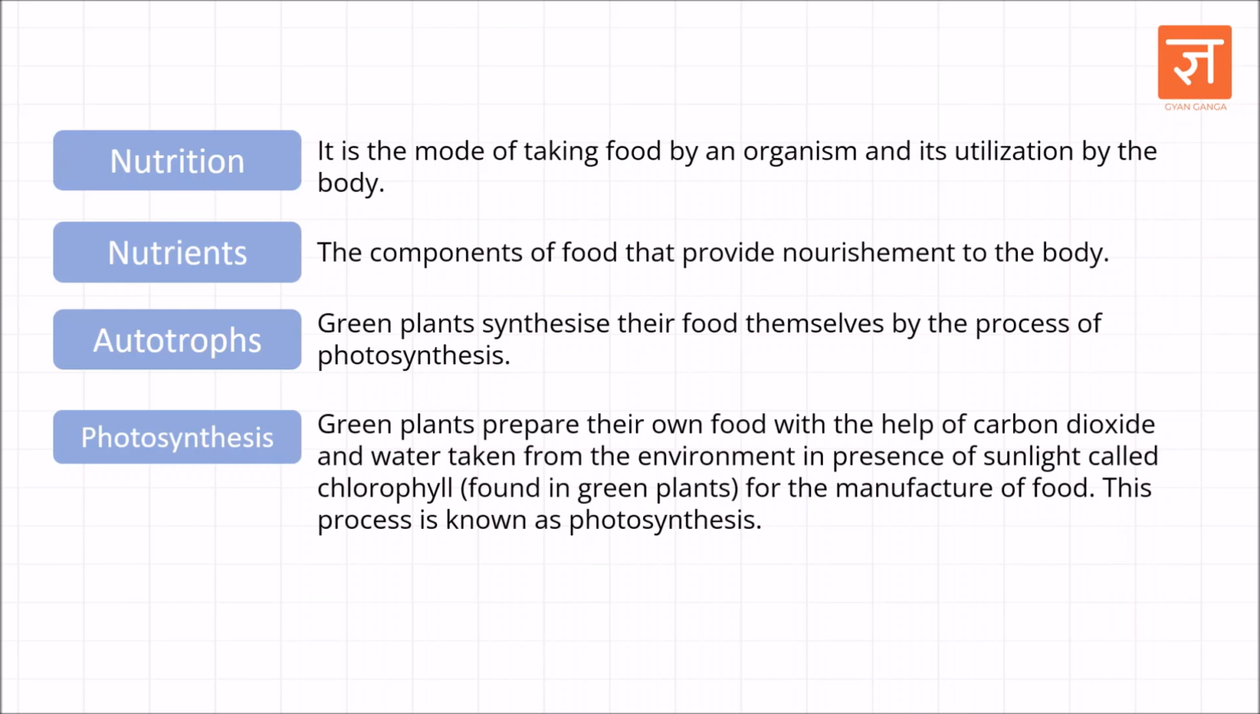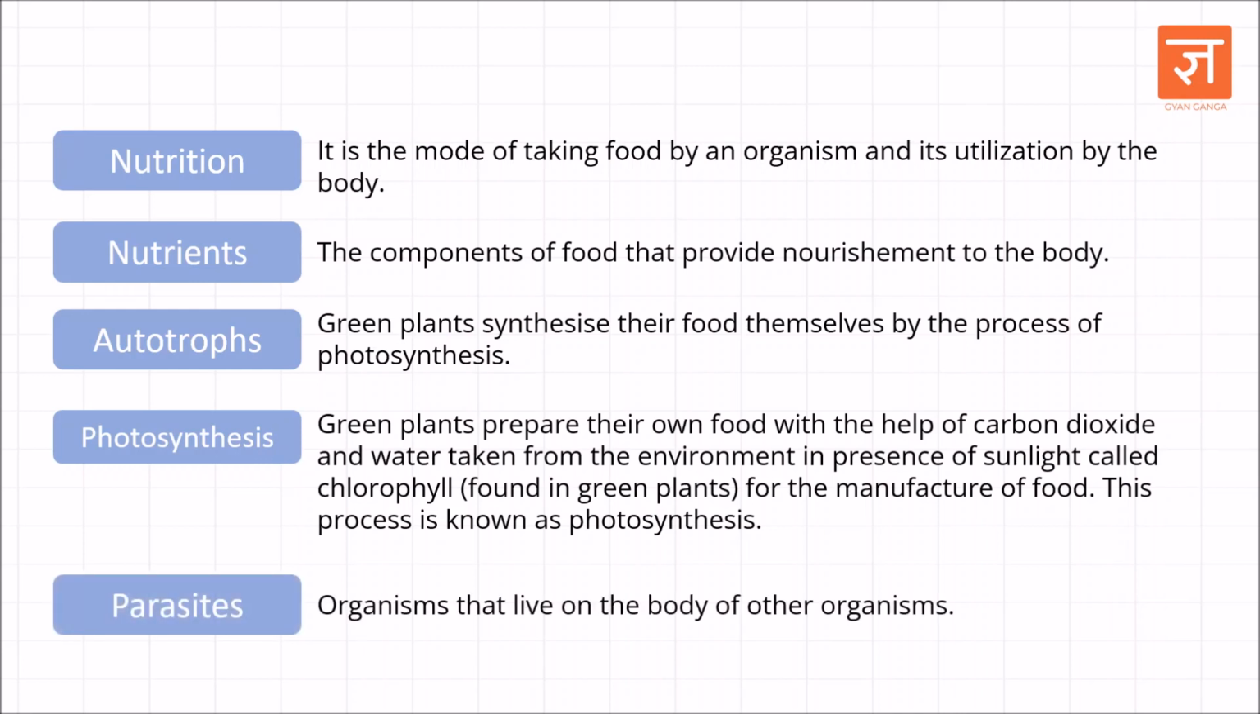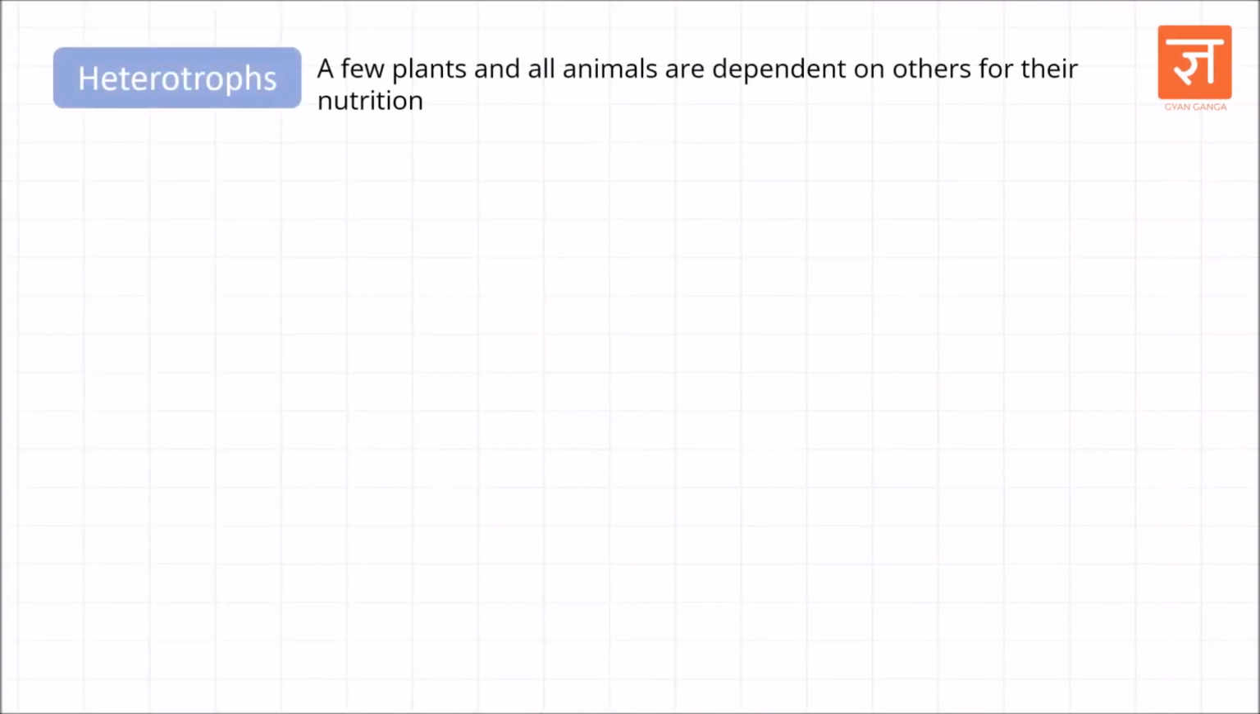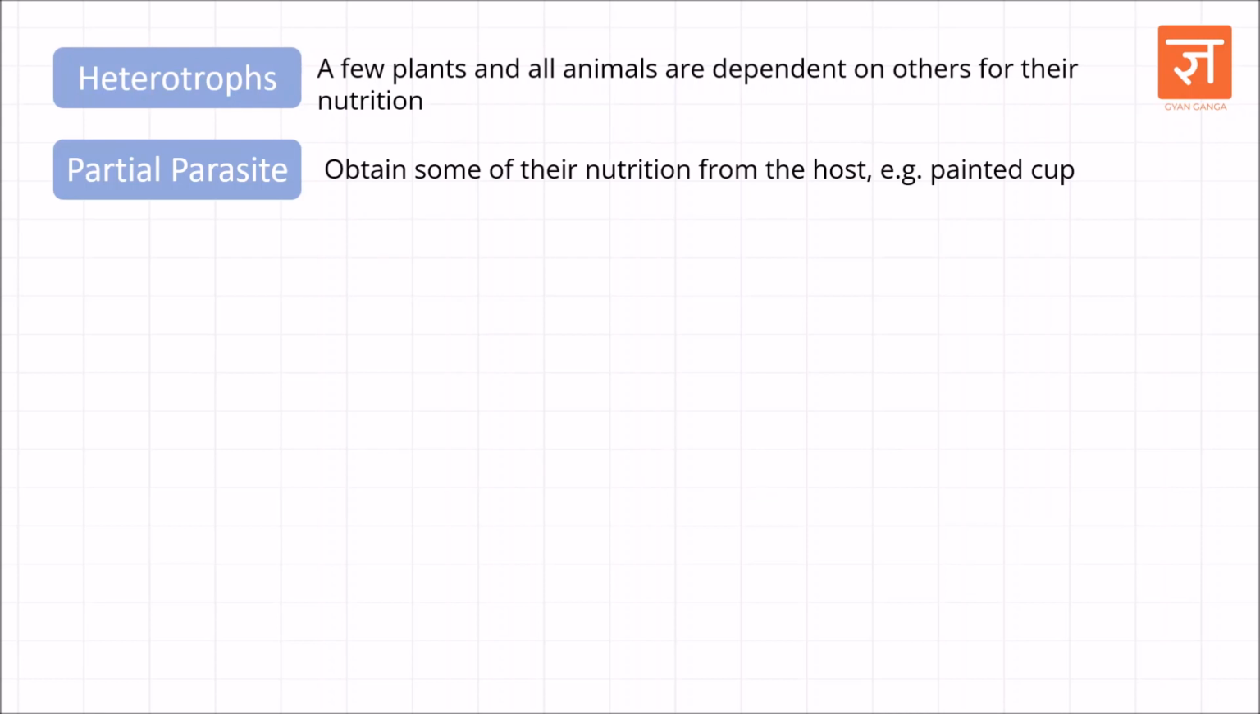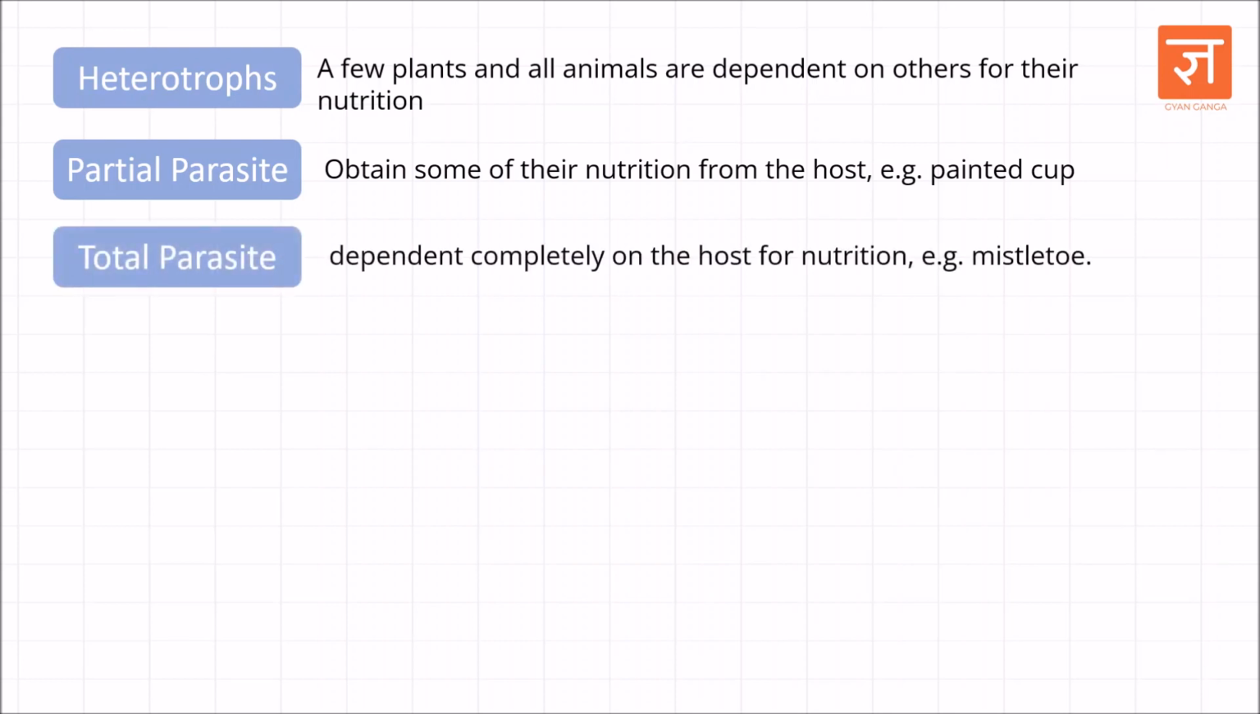That is photosynthesis. Parasites: the organisms that live on the body of other organisms. Heterotrophs: the plants and animals that are dependent on each other for food are heterotrophs. Partial parasites are those that obtain only something from the host. Total parasites are completely dependent on the host for nutrition.